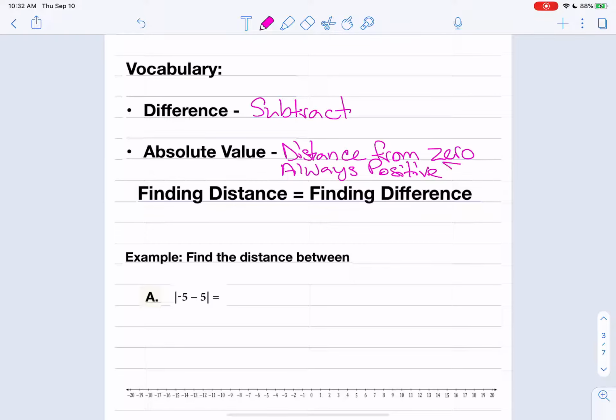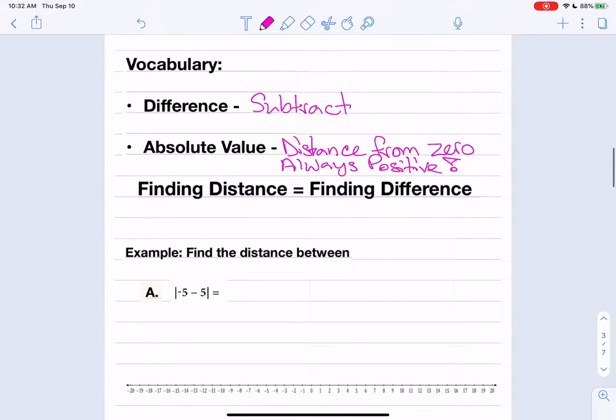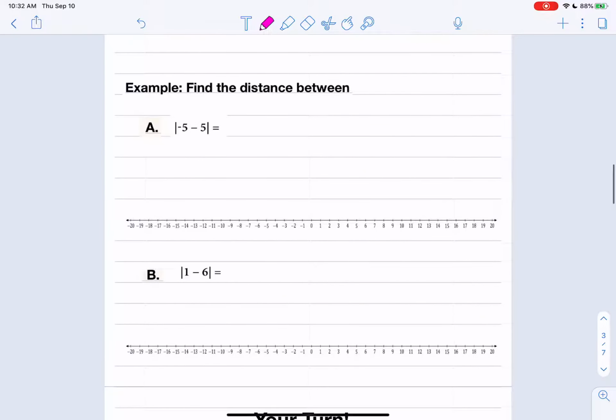Okay? And remember, distance is always positive because we would never say, oh, I drove down to Sacramento -35 miles away. It would just be 35 miles away. So distance is always positive, so the absolute value is always positive. So the first way I'm going to show you is numerically.